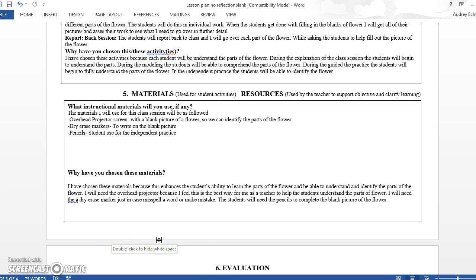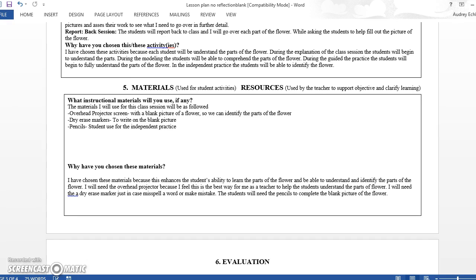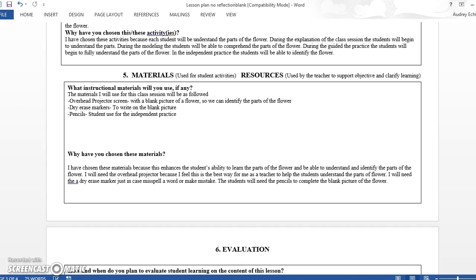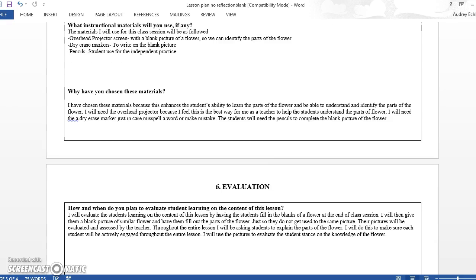I'll need the overhead projector because I feel it's the best way for me to teach the students the different flower parts. I need the dry erase markers in case I misspell a word or make some type of mistake, so I can easily erase it. And the students need their pencils so they can fill out their own diagram of the flower.